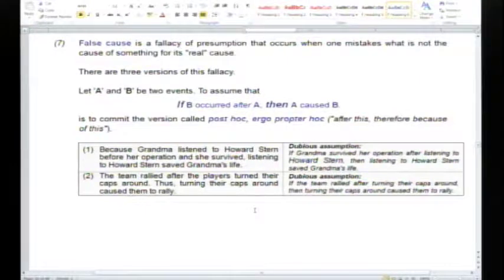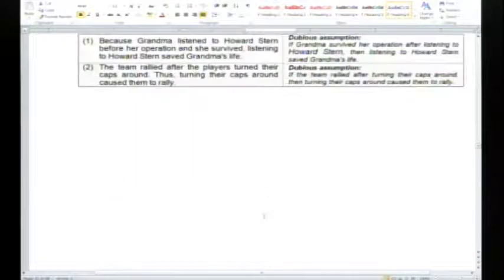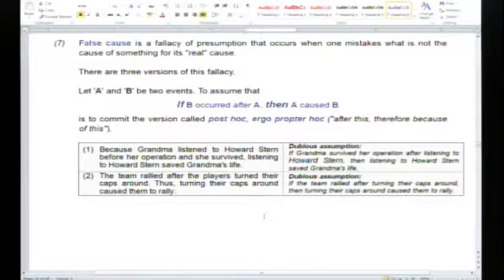Grandma listened to Howard Stern before her operation and she survived. Therefore, listening to Howard Stern saved Grandma's life. That is, it doesn't follow that something's the cause of something just because it happened prior to it. The team rallied after the players turned around their caps. Thus, turning their caps around caused them to rally. False cause. So false cause will occur anytime you attribute the cause of something when it's not the cause of it. And one way is to say one thing's the cause of something else because it happened prior to it.